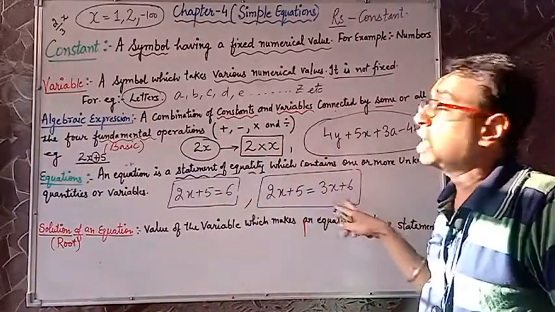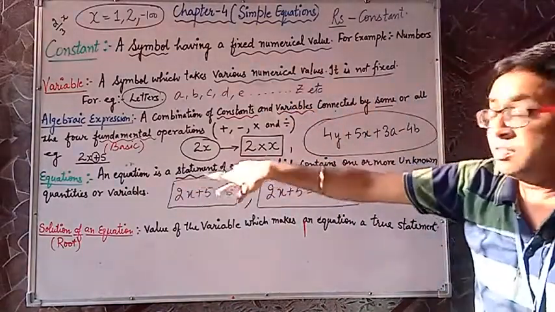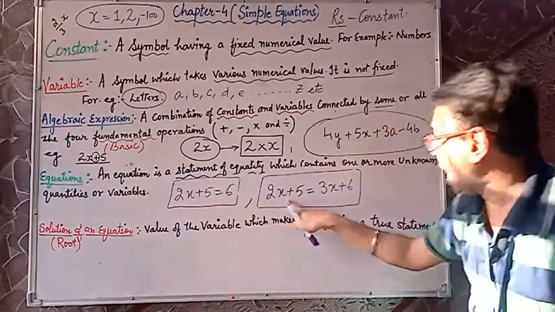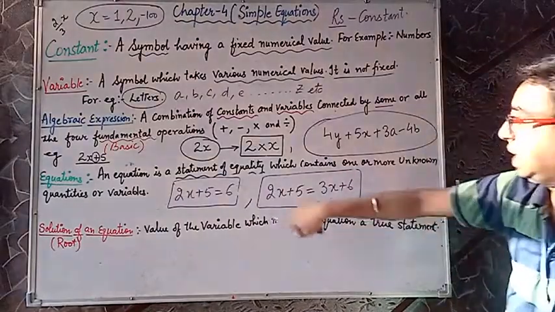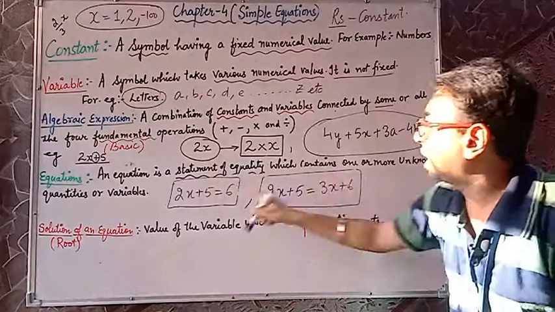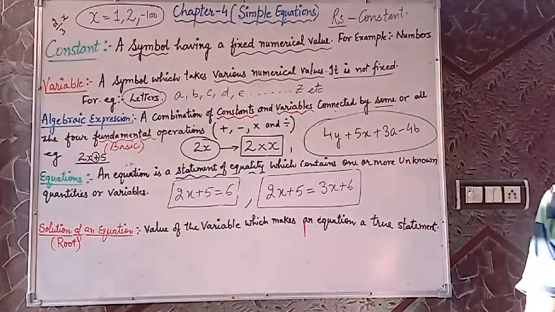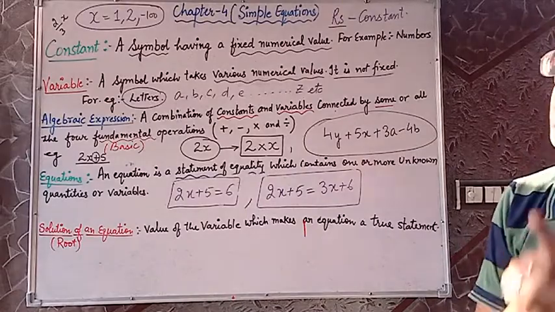Now they both are equations. Why? Because they contain the unknown variable x, x, x. Secondly, a statement of equality must be there. They have equal signs. That is why they are equations. Equations are a form of algebraic expression which contains an equal sign.